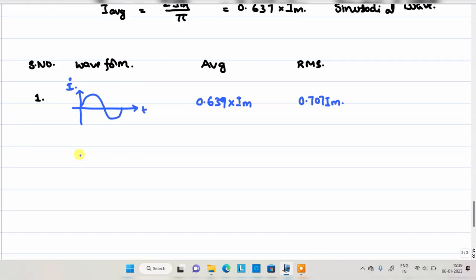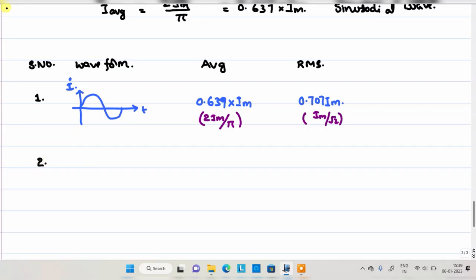This is also the formula. In the examination, they will give options in this form. Maybe this is the formula, 2 Im by pi. In the examination they may also ask Im by root 2. All of it clear? Next we are moving to the second.